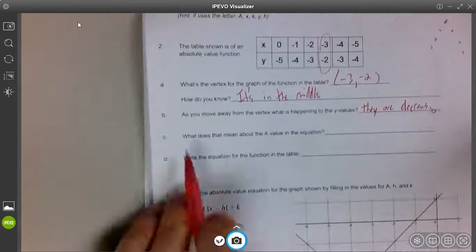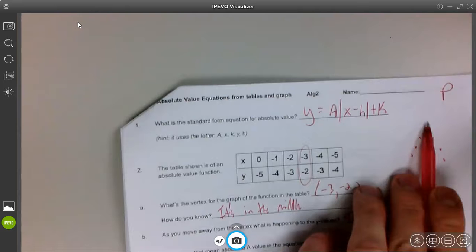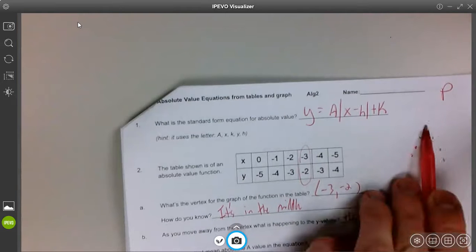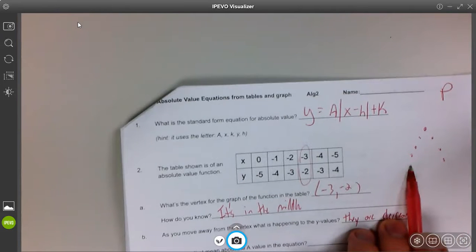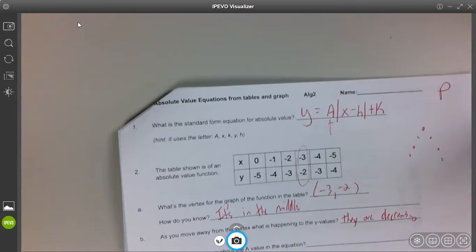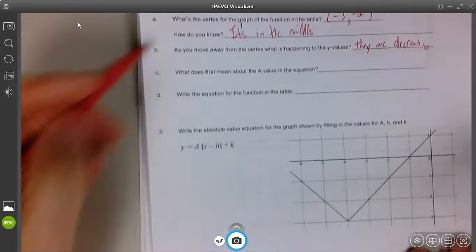Oh, okay. What does that mean about the a value in the equation? Okay, well, I just showed you guys as you go away from your vertex, if they're going down, we're getting that upside down V. What did that mean as far as the a value is concerned? I'll let you do that one.